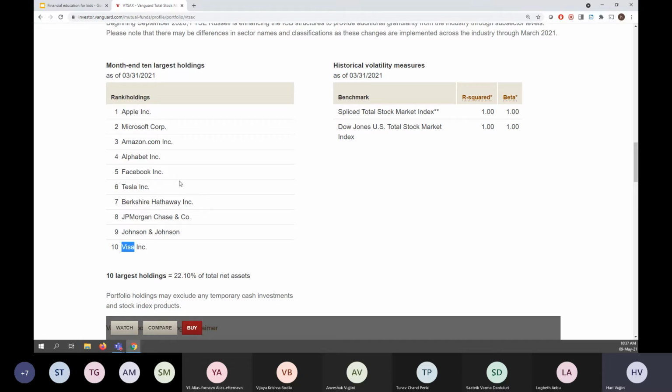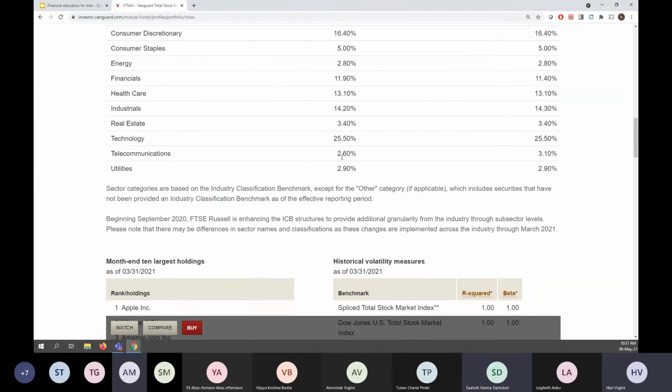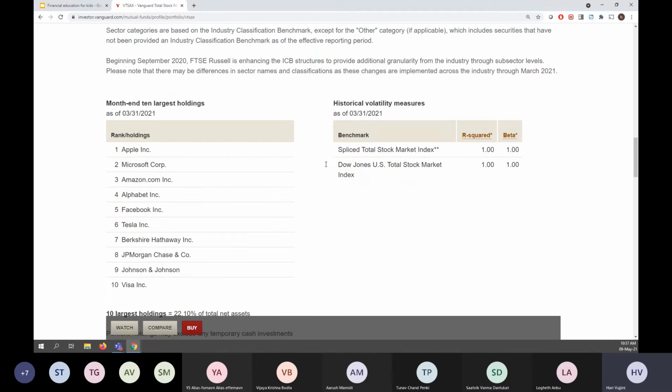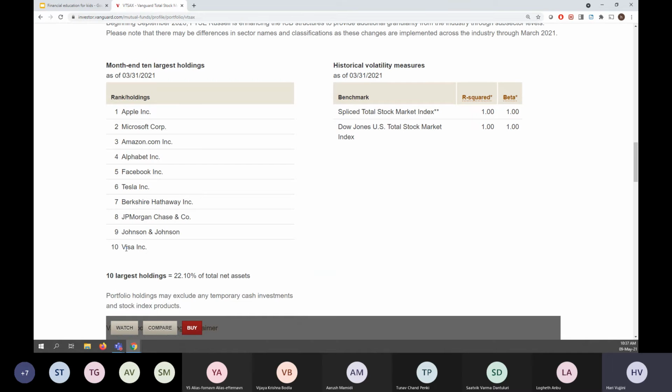Can anybody tell me why we see many technology companies in this top 10? Because most of the percentage of it is in technology. Exactly. Let's imagine after 10 years, when you grow up, you're now around 10 to 13 years old, right? Imagine after 10 years, when you become 23, would this percentage remain the same, or would it change? It would change. Yeah, exactly. You never know.